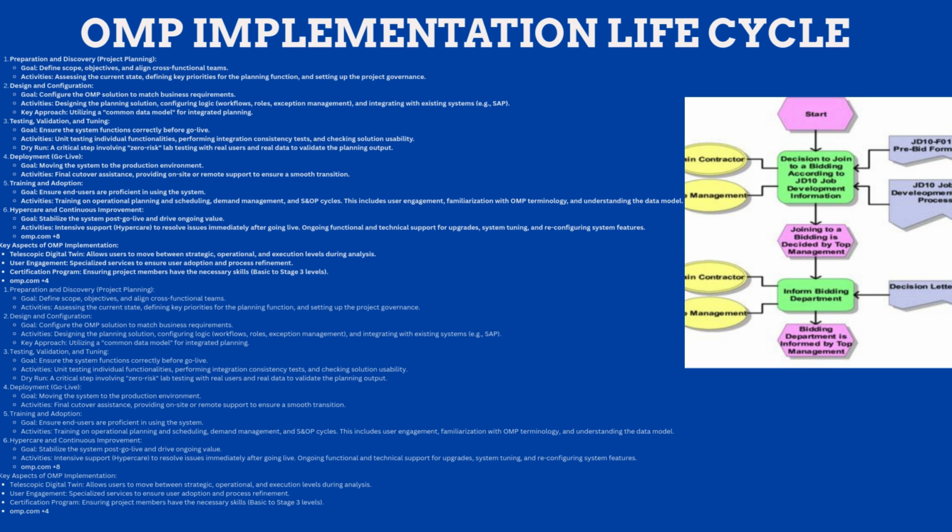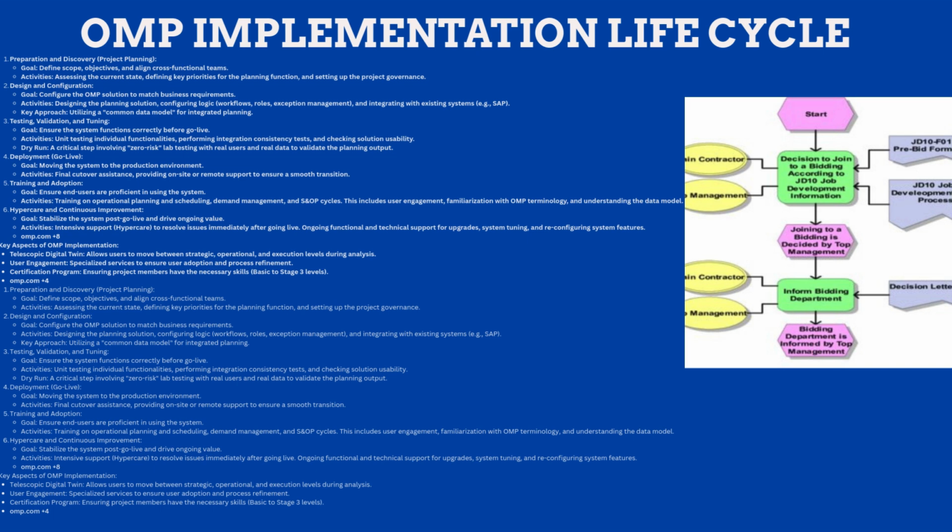Preparation and discovery, project planning. Goal: define scope, objectives, and align cross-functional teams. Activities: assessing the current state, defining key priorities for the planning function, and setting up the project governance. Design and configuration. Goal: configure the OMP solution to match business requirements. Activities.